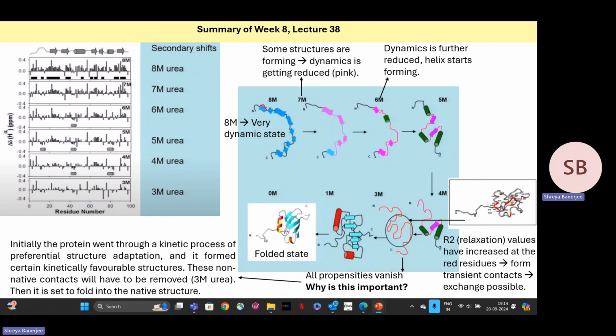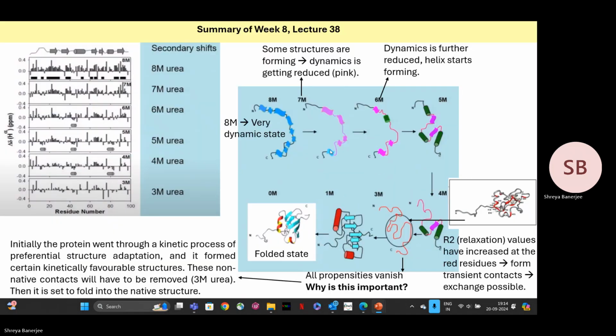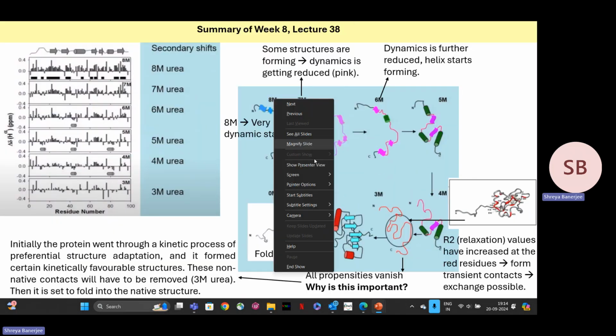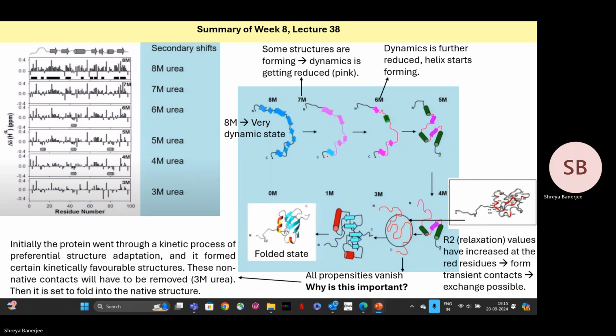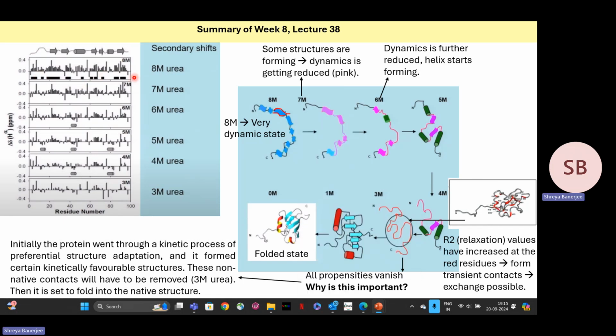Basically, you can imagine this as one side of the sheet, this as another, and so sheets like this. So at 8 molar urea, most of the residues have a propensity to adopt beta sheet structure, which is shown here.